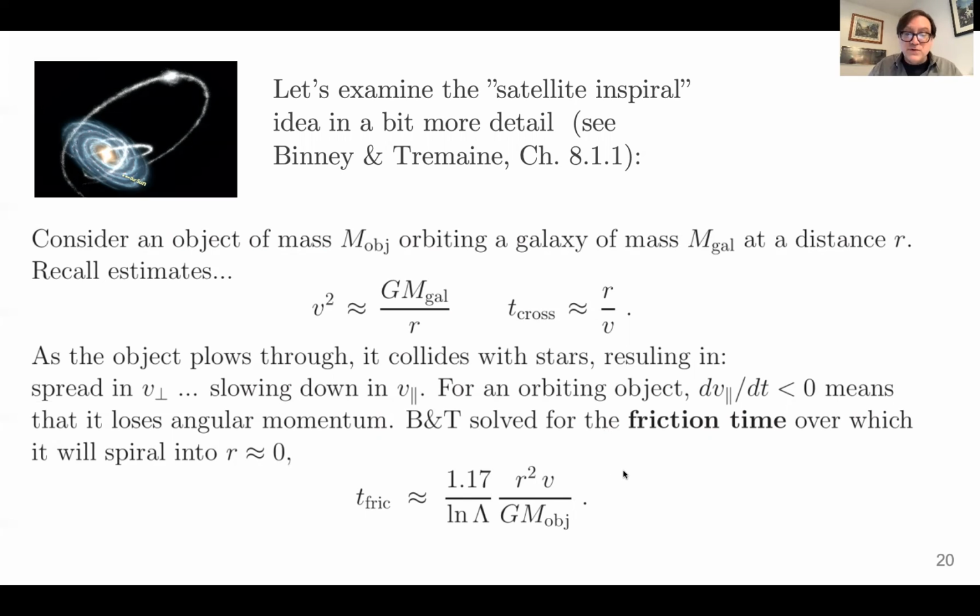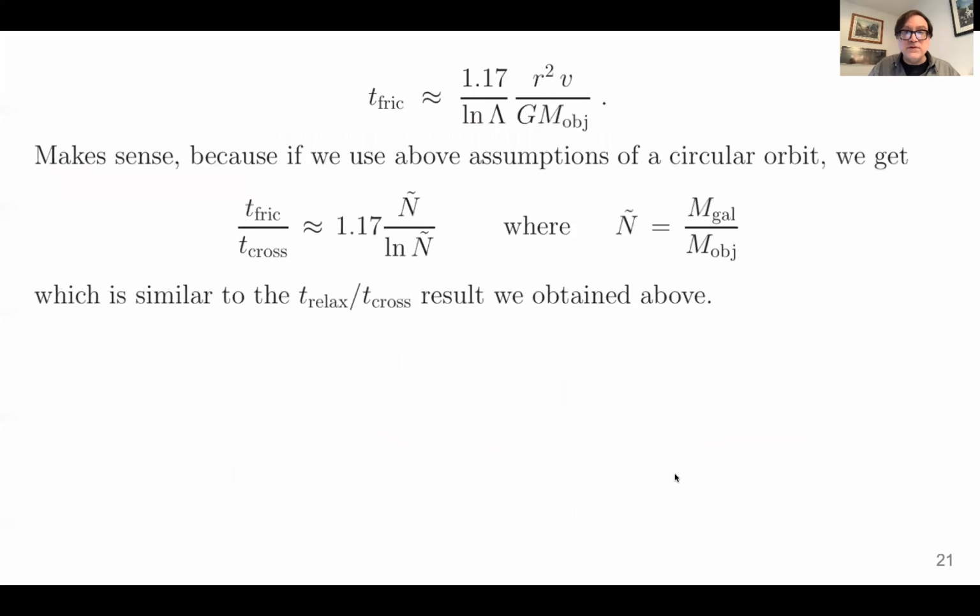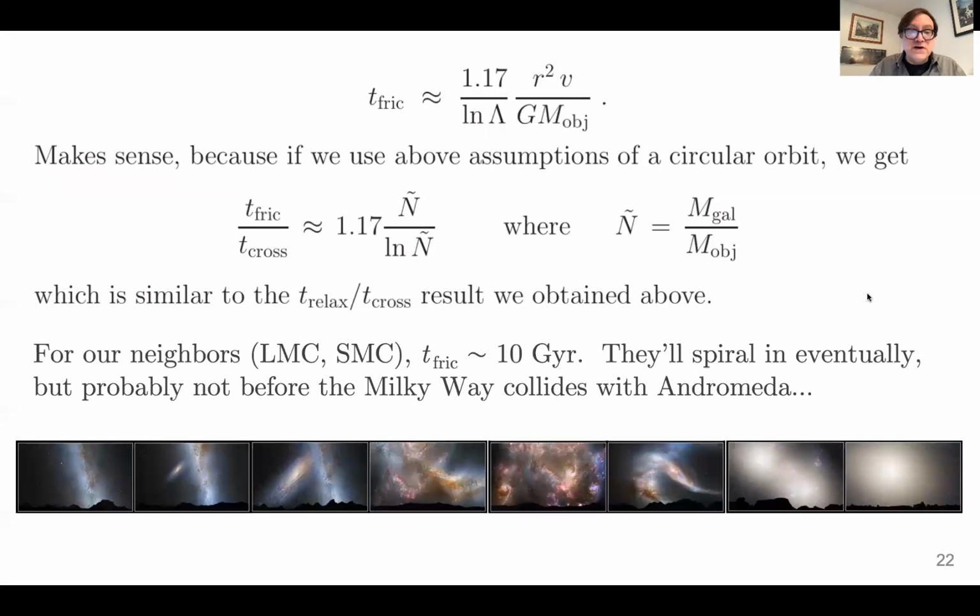And if we were to take the relaxation time and plug in some of these things, we would have gotten something similar, because eventually, if you take this version of the frictional in-spiral timescale and divide it by the crossing time, guess what? You also get an N over log N with a slightly different numerical factor out front, where again, here the N is the mass of the galaxy over the mass of this inspiraling object, a slightly different application. But yeah, it's a very similar scaling in terms of a dimensionless number.